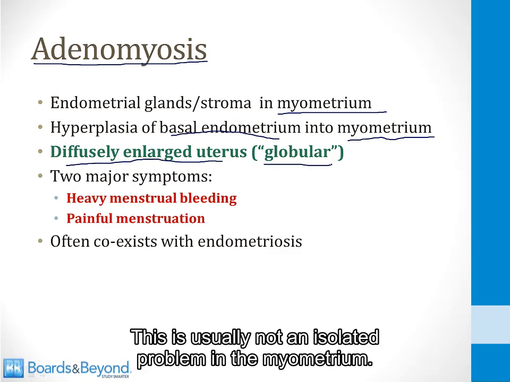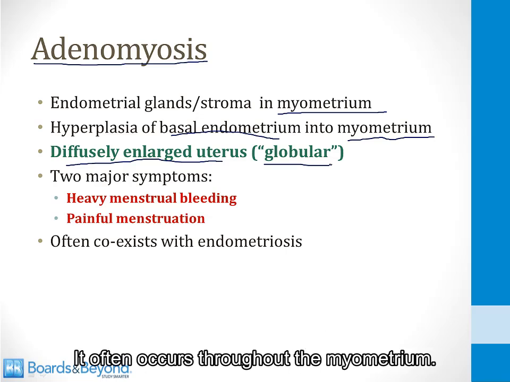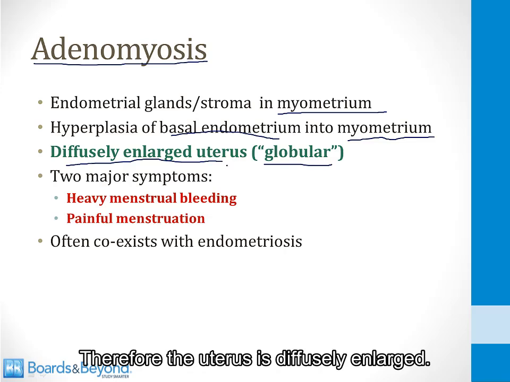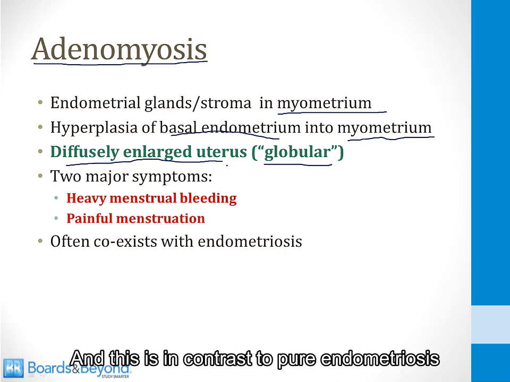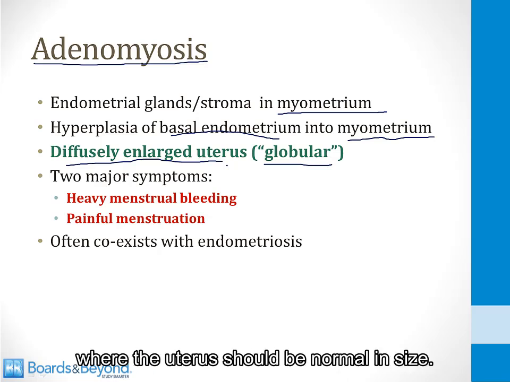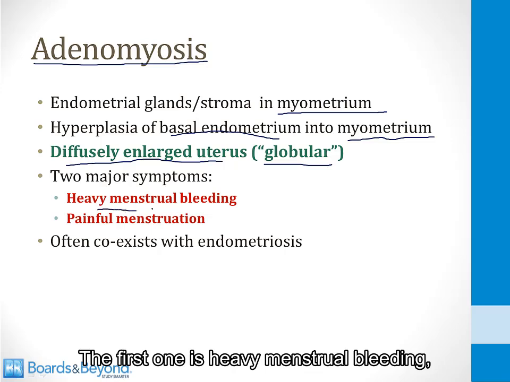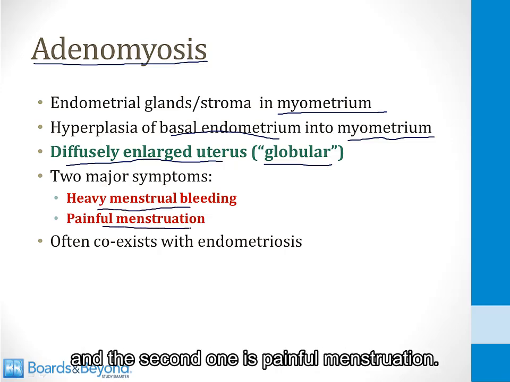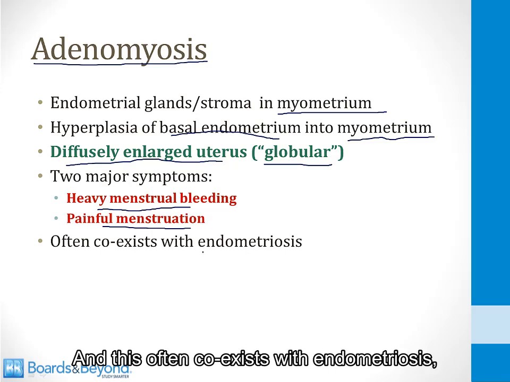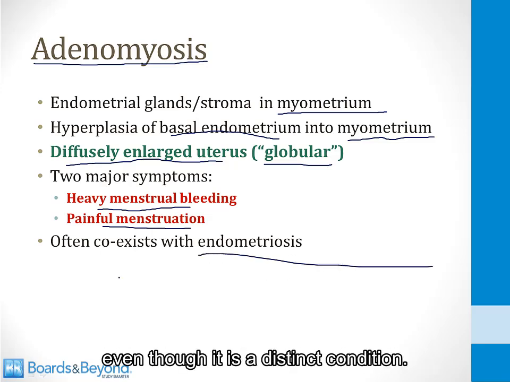The classic finding on physical exam in adenomyosis is a diffusely enlarged uterus, often described as globular. This is usually not an isolated problem in the myometrium. It often occurs throughout the myometrium. Therefore, the uterus is diffusely enlarged. And this is in contrast to pure endometriosis, where the uterus should be normal in size. This can cause 2 major symptoms. The first one is heavy menstrual bleeding, and the second one is painful menstruation. And this often coexists with endometriosis, even though it is a distinct condition.